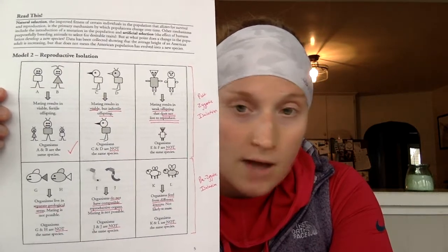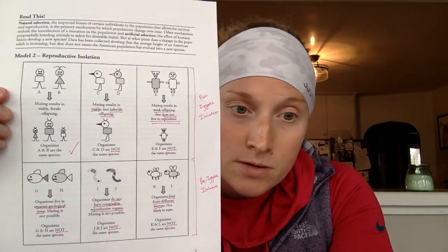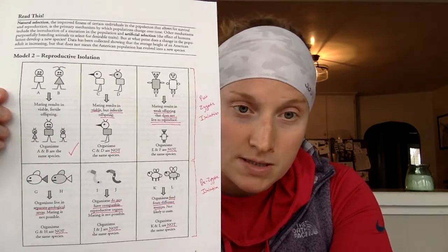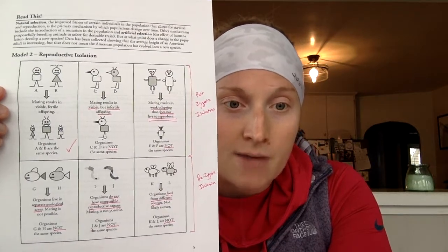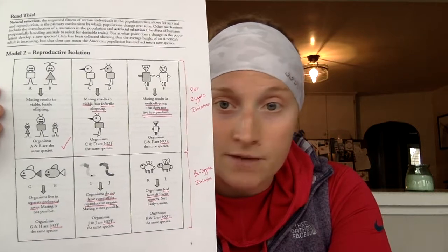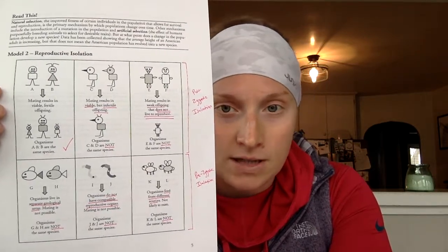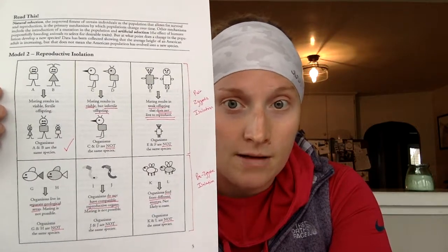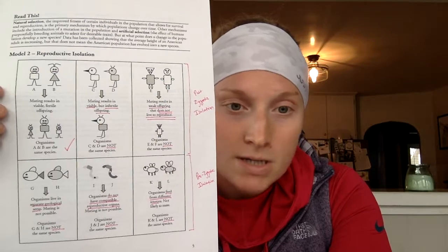Okay, so they do not live in the same area at all. Mating is not possible, so they are not the same species. I and J organisms do not have compatible reproductive organs, meaning part A does not fit into slot B. Part A does not fit into slot C, therefore they cannot reproduce because the parts don't fit together right.